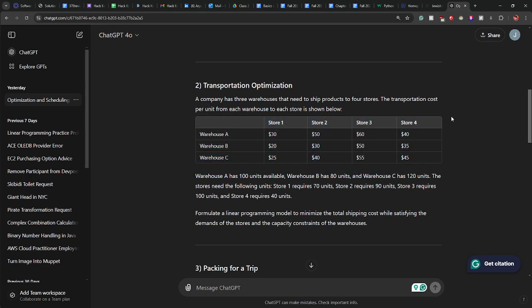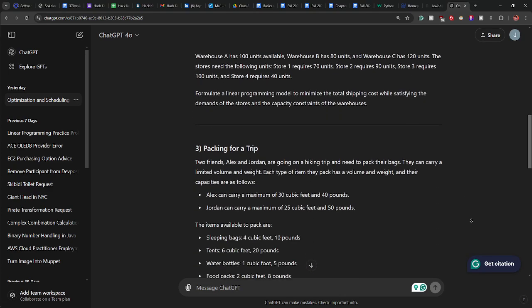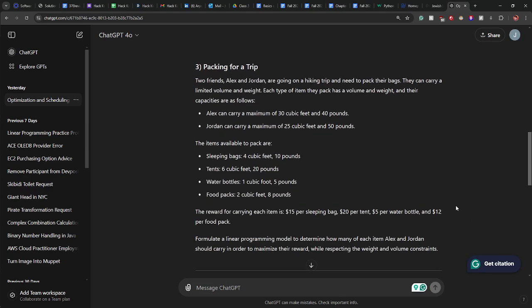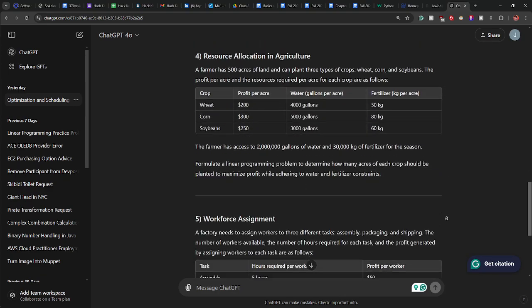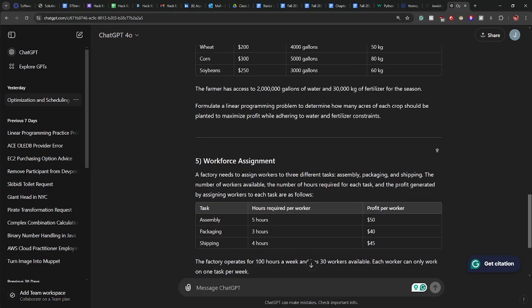Then you would write supply over here, and then demand over here, and then just put that. And then you would have XA1, XA2, XA3, XA4, XP1, XP2, and so on, right? That's something else you have to do. Packing for a trip, this is another one. So these are just the different situations.